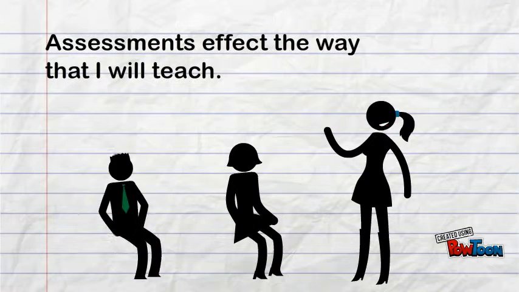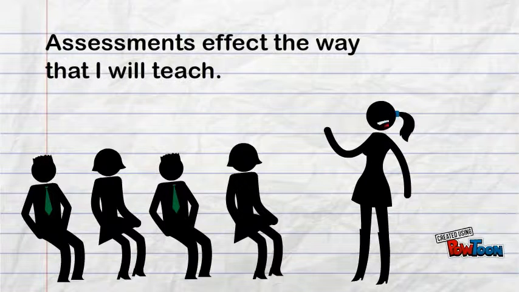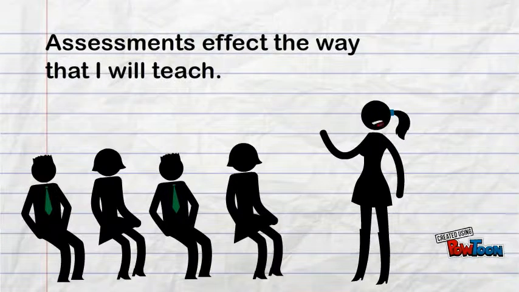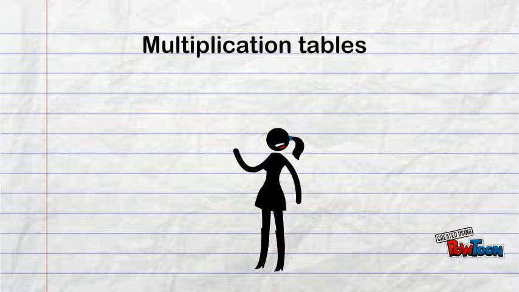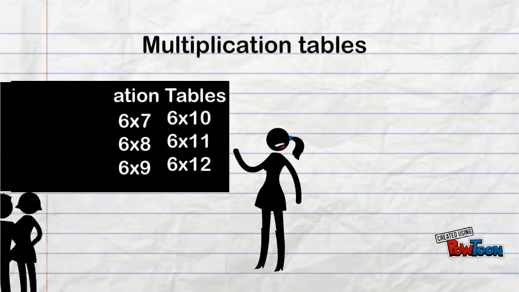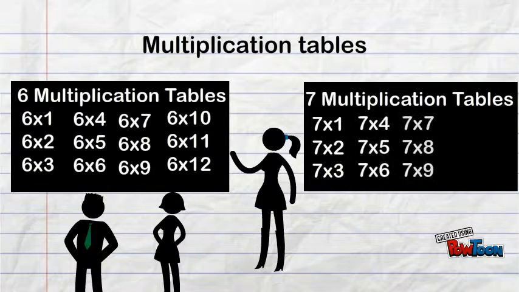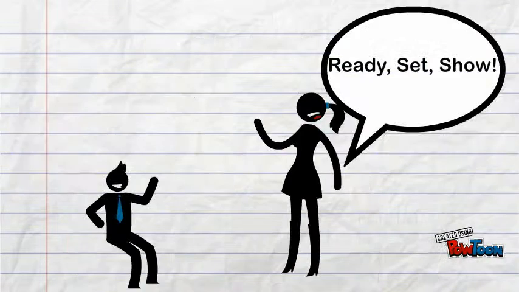When I use the variety of formative assessments, it will have a great impact on the way I teach. For example, here in the third grade, we are going to explore over our multiplication tables. If I have students who are ready to move on to their 7 multiplication tables, but I also have students who are still struggling on their 6 multiplication tables, I can put them each into groups that will help them improve and learn in the areas that they need the most.